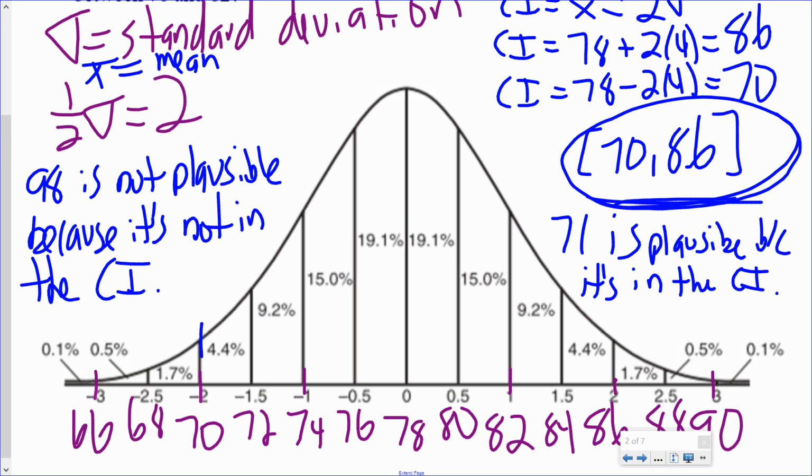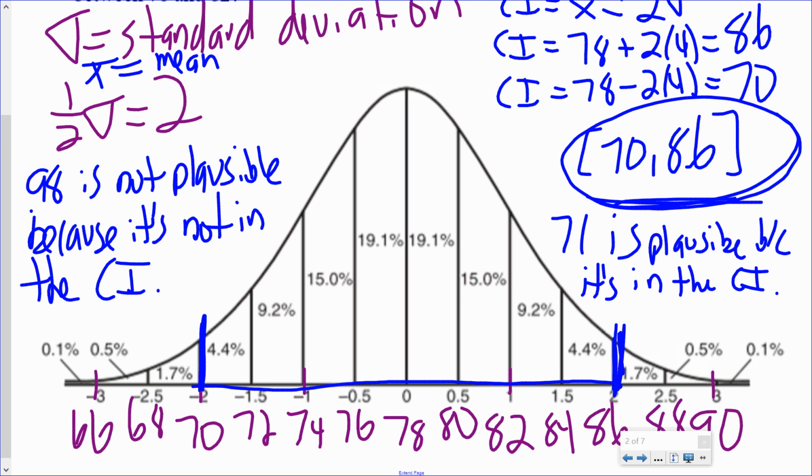And if you're looking at the curve, the confidence interval is always between -2 and 2. Another thing about the confidence interval is that it always contains 95% of the data. From here to here, if I add all these up, you're going to get 95%. The confidence interval is 95%.